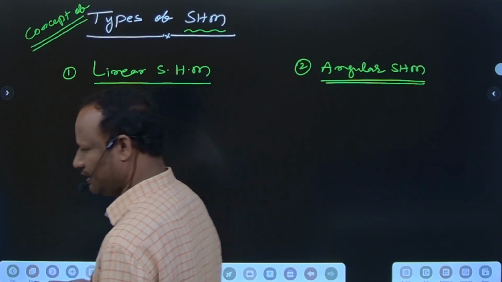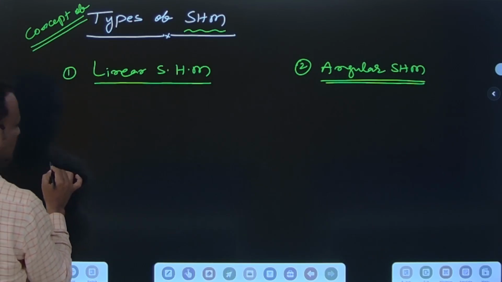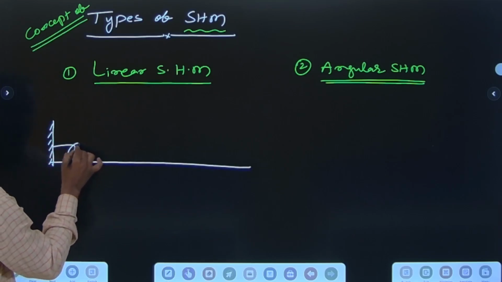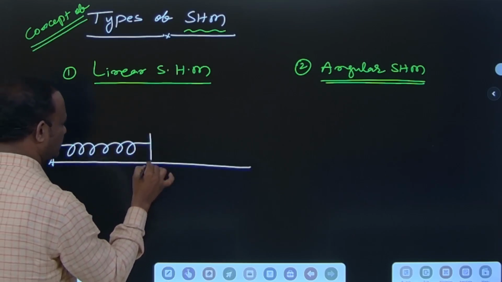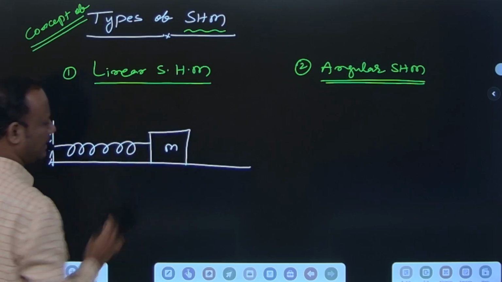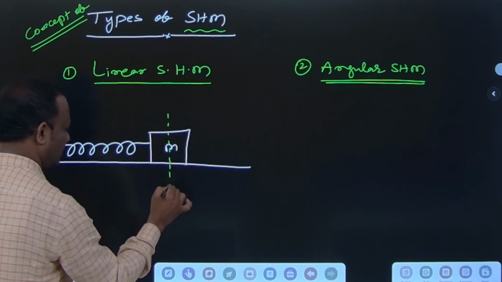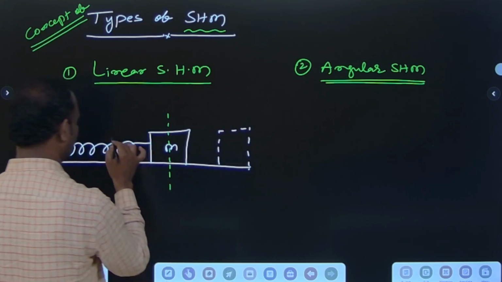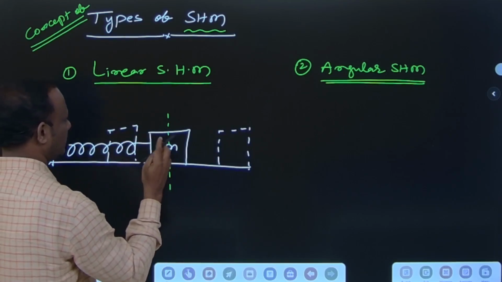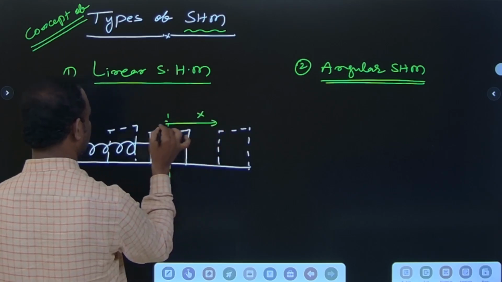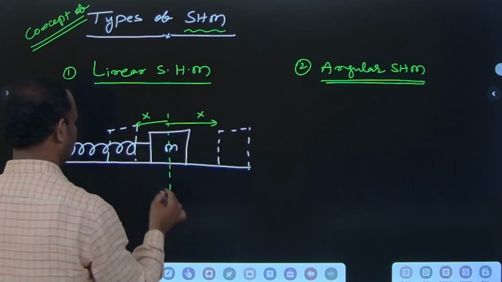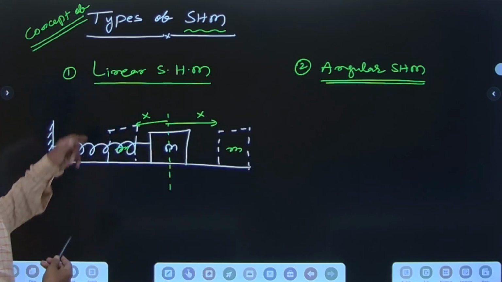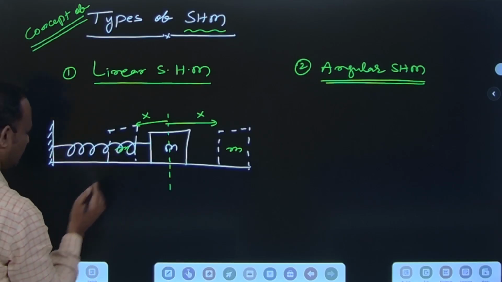For linear SHM, if we choose a straight line path, a spring is attached here and a block of mass M is placed here. This is the mean position. When I apply a force, it displaces from here to here, and the displacement is x. It is the same particle of mass M. This is called linear oscillation, linear simple harmonic motion.